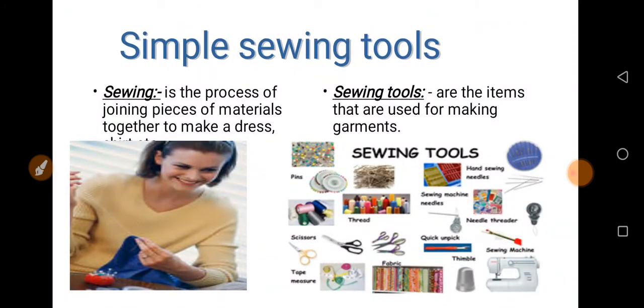Sewing is the process of joining pieces of materials together to make a dress, skirt, etc. That is, when you talk about sewing, it's the process of cutting materials into pieces and then you join them together with the use of needle and thread or making use of your sewing machine.